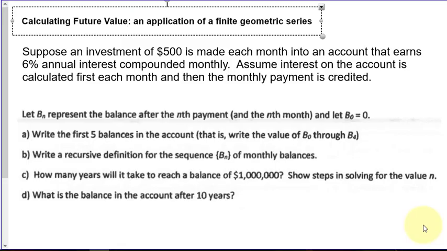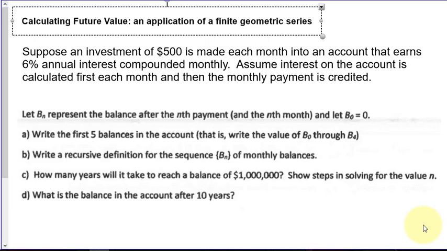In this video, we'll be calculating future value. This is an application of a finite geometric series. And the question that we'll investigate is this. Suppose an investment of $500 is made each month into an account that earns 6% annual interest compounded monthly. Assume interest on the account is calculated first each month, and then the monthly payment is credited.